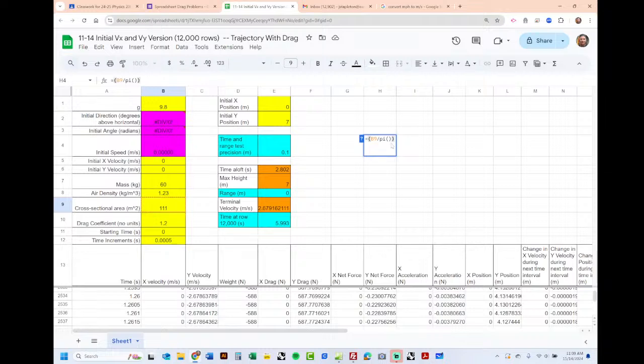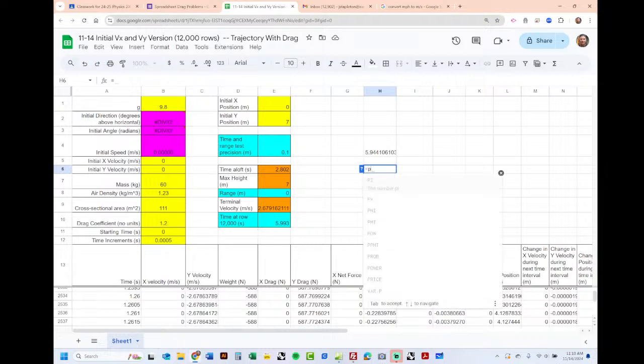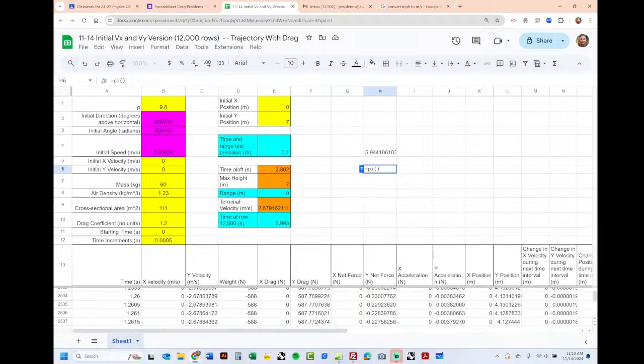And I could do SQRT in front of it, or I could do to the second. Nope, no, that's not the square root. Square root is 0.5. All right, 5.94. And let me just check that. So pi times this squared equals 111. So that's meters. I need to convert that to feet now.